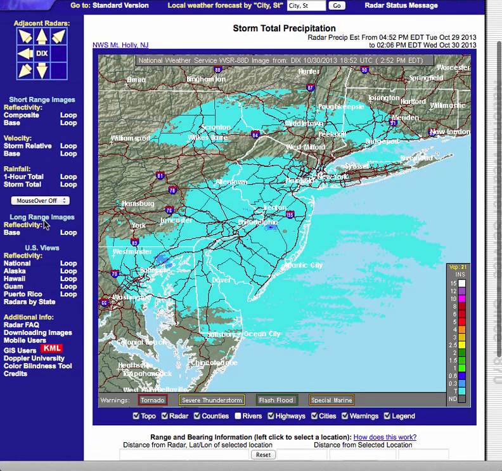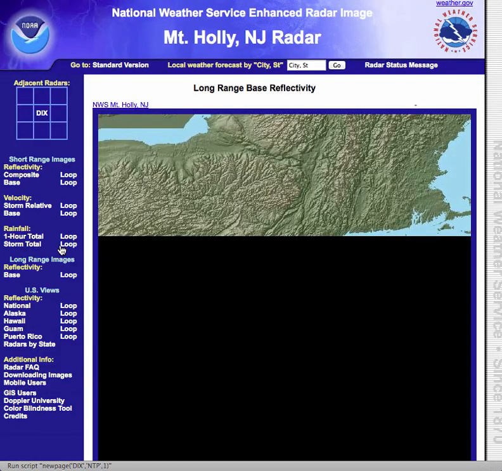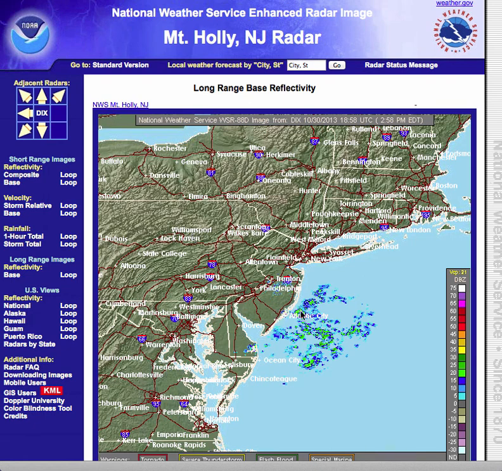Finally, we have the long range image. And this is pretty cool to use. It's basically that what they're doing is combining all of the base images in the area and making one large map to kind of see how the whole storm is developing over a large area. Now, this again is a graphical feature.